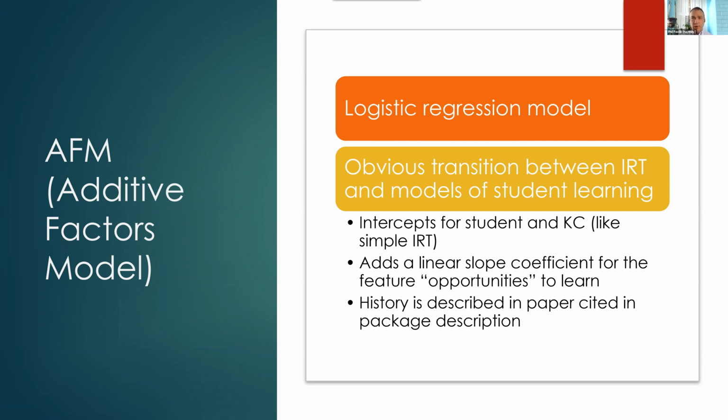And so if the student has 3 opportunities and the coefficient is 0.3, they have a 0.9 logit, because it's logistic regression, 0.9 effect on their learning there. That goes on top of their intercept for the student and their intercept for whatever knowledge component they're working on. And that's the additive factors model. It's these additive factors of the student's ability or knowledge and the difficulty of the knowledge component, and then the final additive effect of the learning for each prior opportunity that the student has had to learn it.